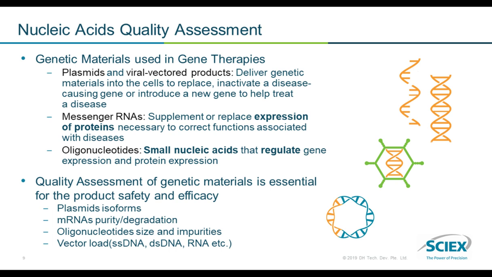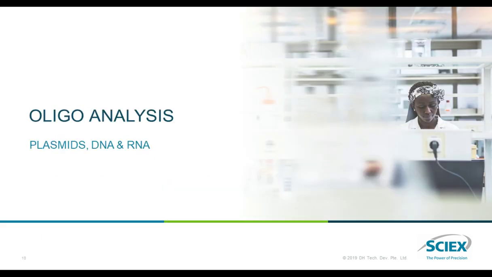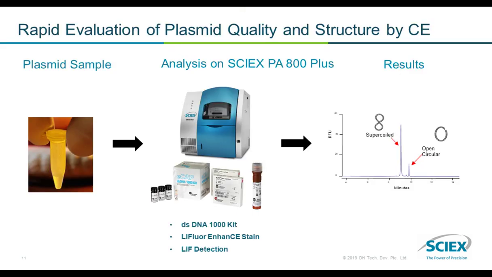You need to do quality assessment of these genetic materials for product safety and efficacy. And what kind of analysis can you do? You can analyze plasmid isoforms, messenger RNA purity and degradation. You can do oligonucleotide size and impurity determination, and you can analyze vector loads. So let's get into oligo analysis, which is plasmid DNA and RNA analysis, in a little bit more detail.